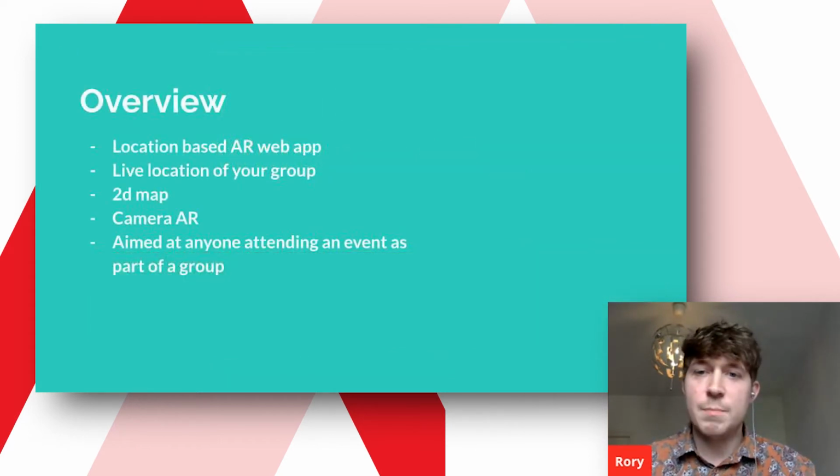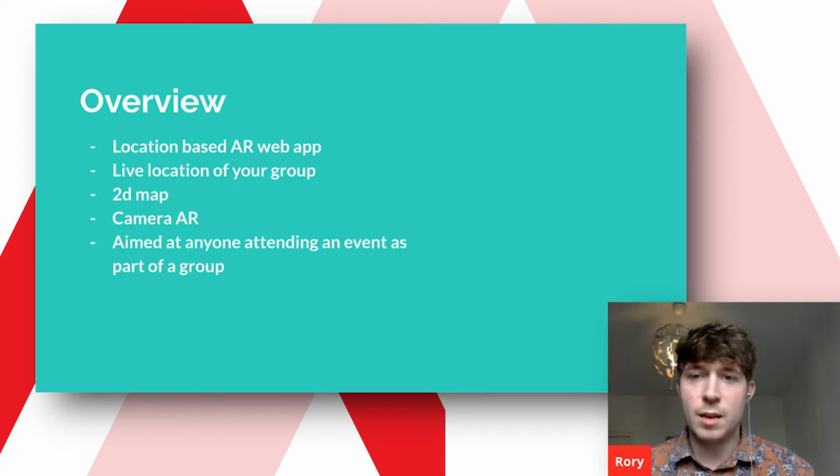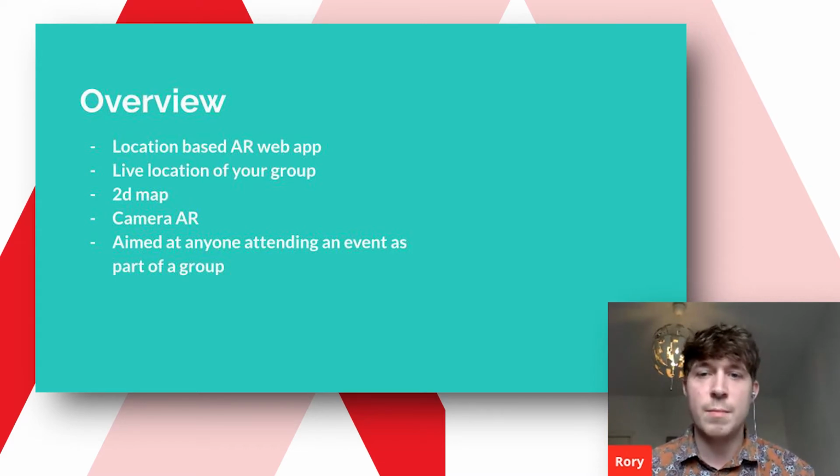Our project is MAPA, which is a location-based AR web app that helps you locate your friends. You create or join a group of people and are updated with each other's live location. You can choose to view people's location on a 2D map or by using your camera combined with AR technology. This app is aimed at people who are attending an event, for example, a festival, where they are likely to step away from the group at some point.